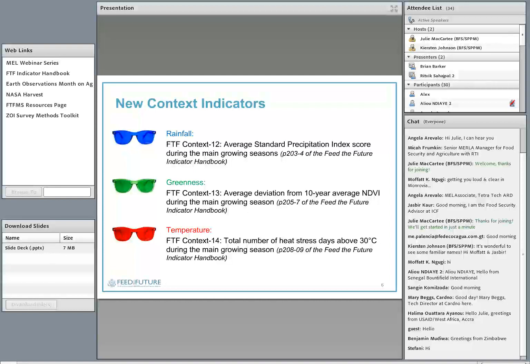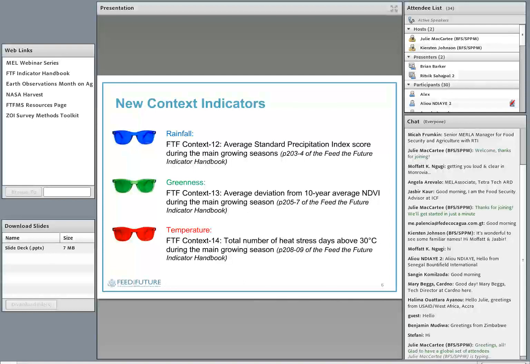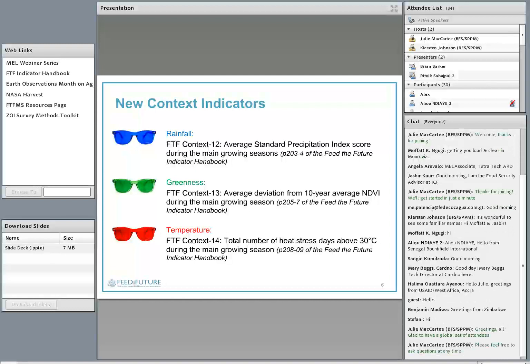So the first one reflects an average Standard Precipitation Index score during the main growing season. Feed the Future Context Indicator 13 reflects the average deviation from a 10-year average NDVI, which is the Normalized Difference Vegetation Index, which is effectively just telling you how green the vegetation on the ground is. And then temperature is articulated in this indicator in terms of the total number of heat stress days above 30 degrees Celsius during the main growing season.